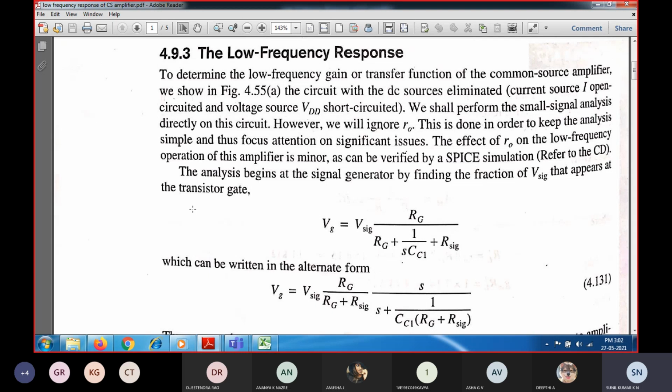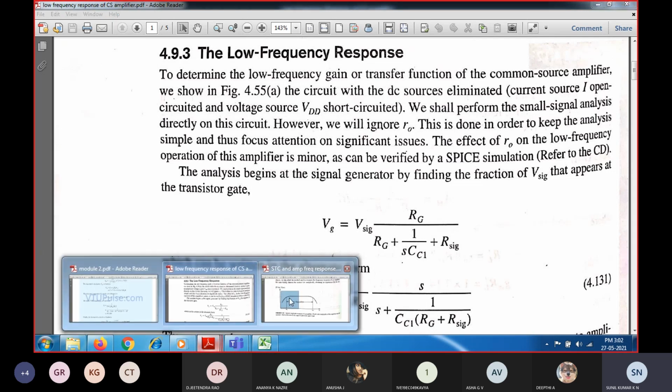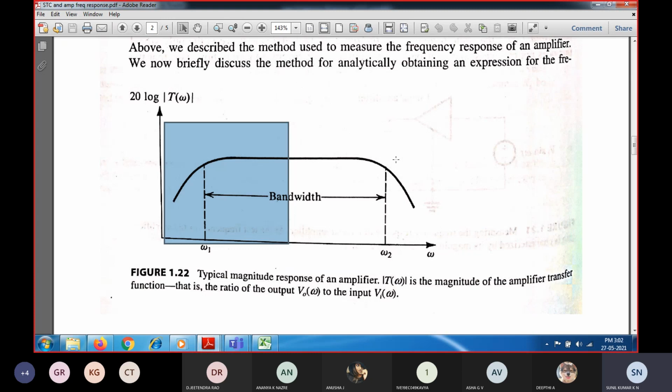During this time, another important thing I forgot: what will be the state of the internal MOSFET capacitance? This will be considered at the lower frequency range of operation. At lower frequencies, this internal MOSFET capacitance will be acting as an open circuit.